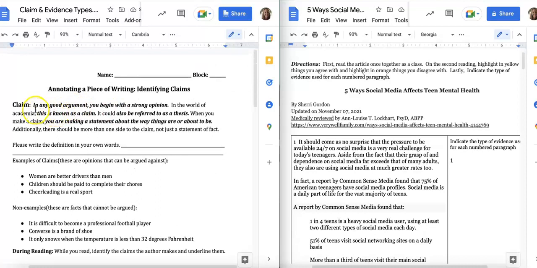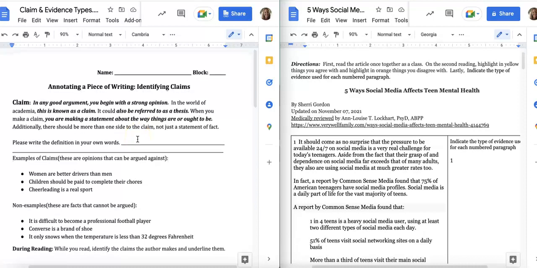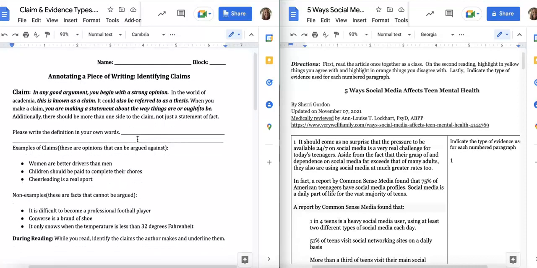So you know that a claim is a strong opinion. In any good argument, you begin with a strong opinion. In the world of academia, this is known as a claim. It could also be referred to as a thesis. When you make a claim, you are making a statement about the way things are or about the way things ought to be. Additionally, there should be more than one side to the claim, not just a statement of fact. So go ahead and write down your definition of a claim in your own words.